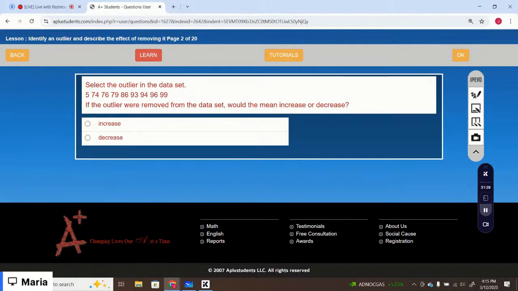The outlier is 5. If we remove the 5, the mean would be increased because 5 is a smaller number. So if you remove the outlier, it would be increased. Option number one is the correct option.